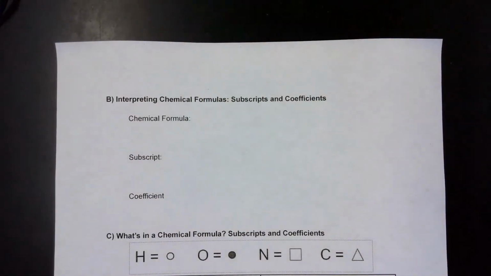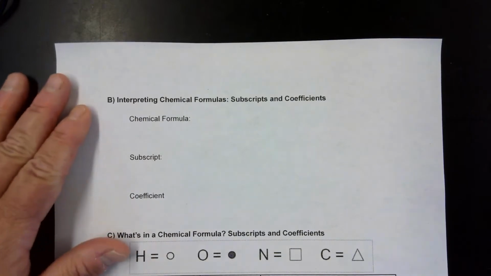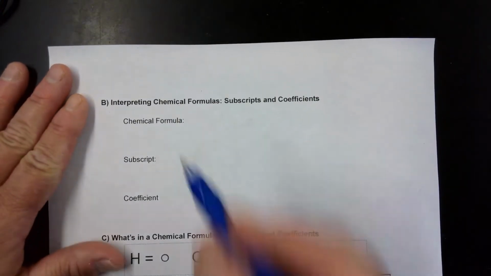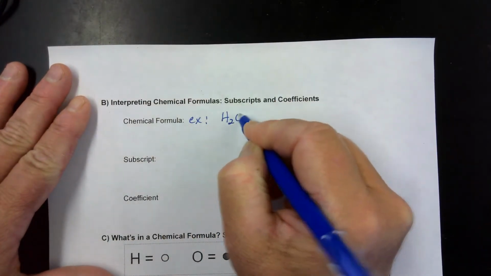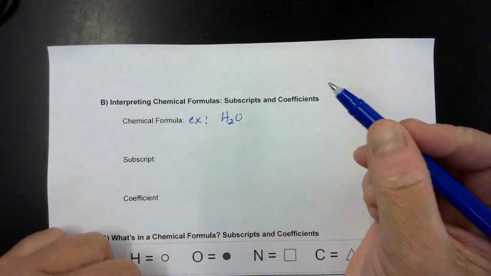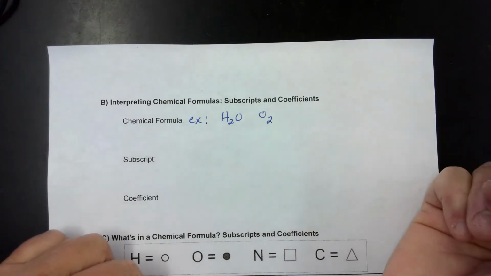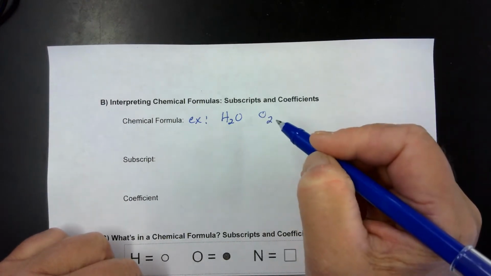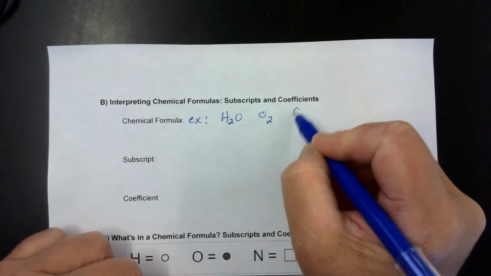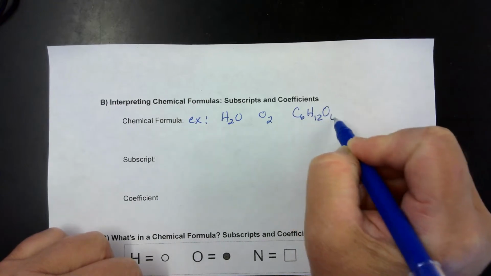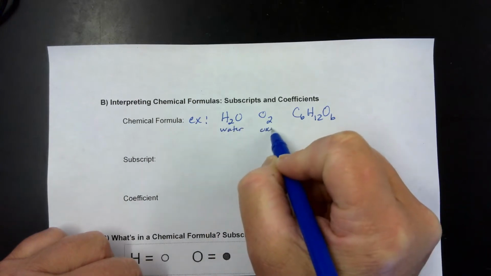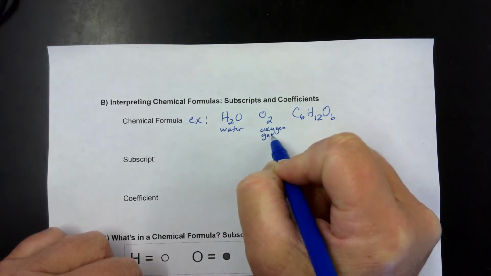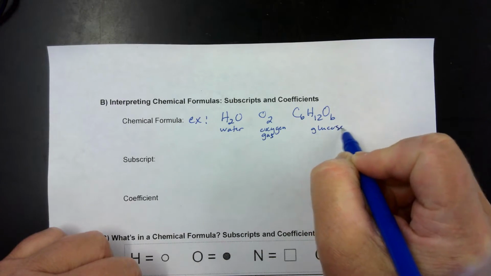Okay, let's take a look at interpreting chemical formulas, subscripts, and coefficients. A chemical formula, for example, is something like H2O. That's the chemical formula for water. O2, that's the chemical formula for oxygen gas. C6H12O6, that's the chemical formula for glucose. Right? This is water, this is oxygen gas, this is glucose.